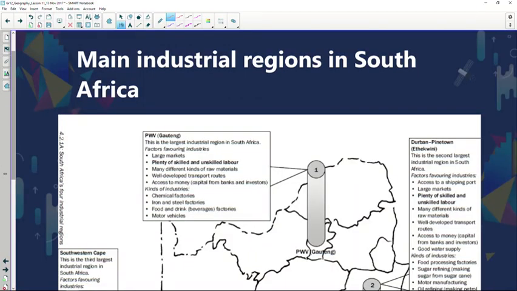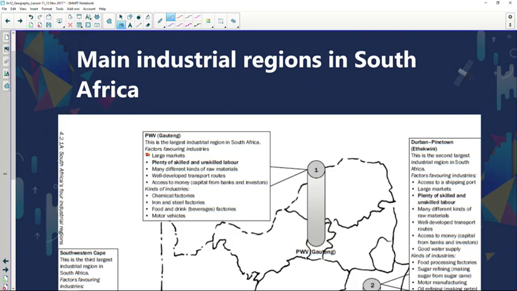Now, South Africa has 4 main industrial regions. The first one is PWV. PWV stands for Pretoria Witwatersrand Vereniging, or in short, the Gauteng province. It's the largest industrial region in South Africa. And later in this lesson, we're going to discuss the impact that this small area has on our economy. First of all, the reason why it's so successful is because it's got a large market.